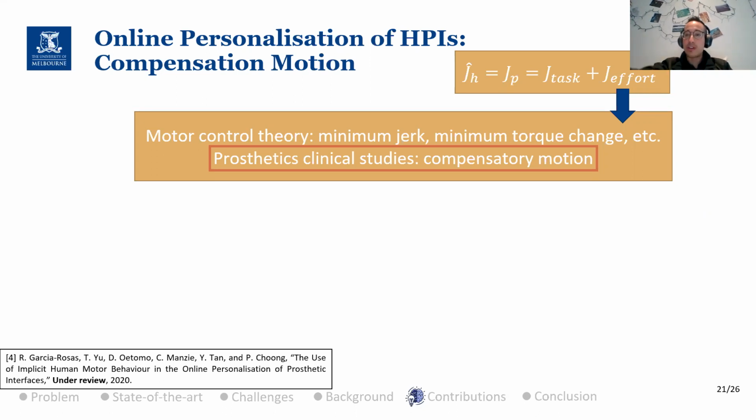If you cannot reach enough, you will lean forward. And a lot of clinical studies in prosthetics use this as a measure of how well a prosthetic is assisting the person in performing a motion. So that's what we did.